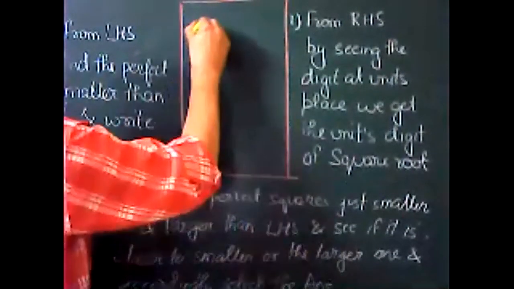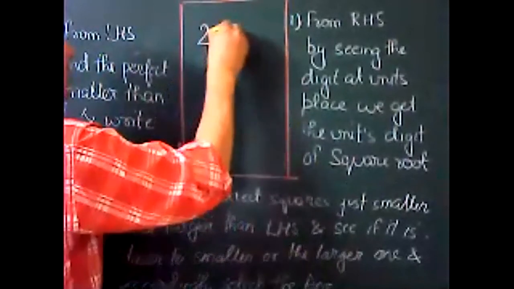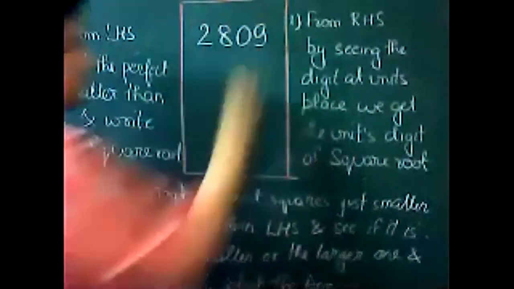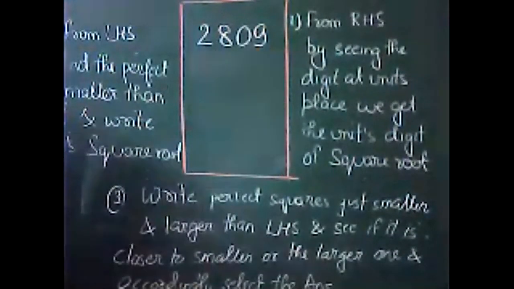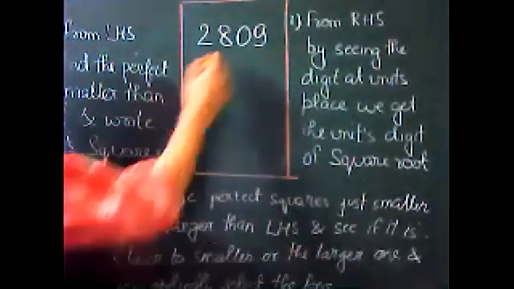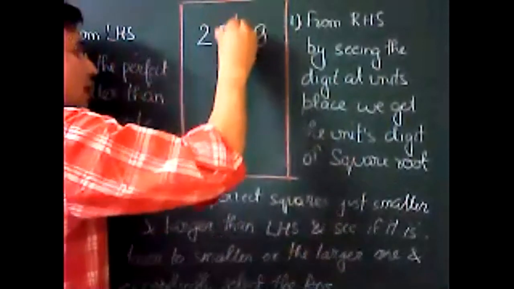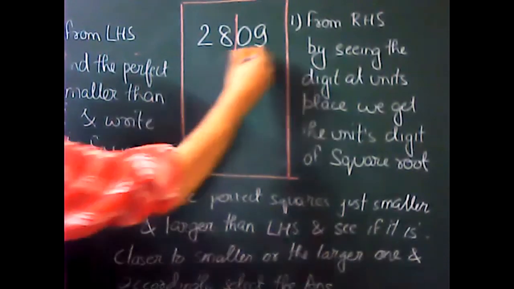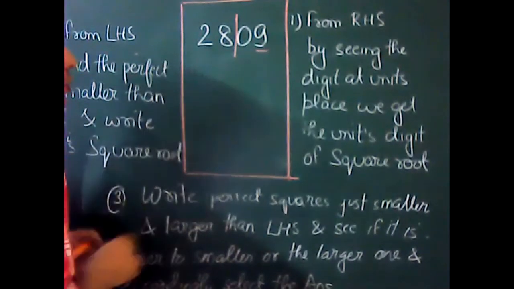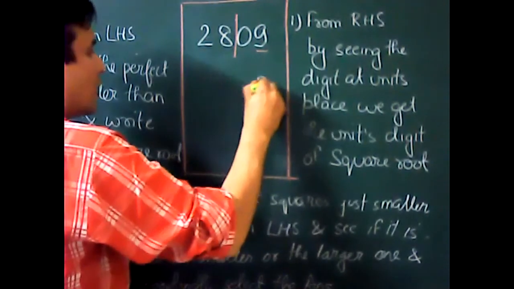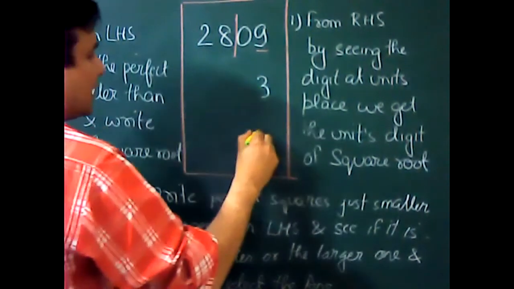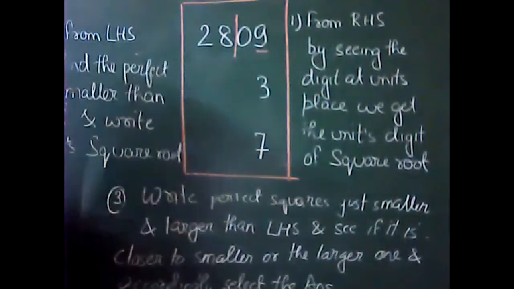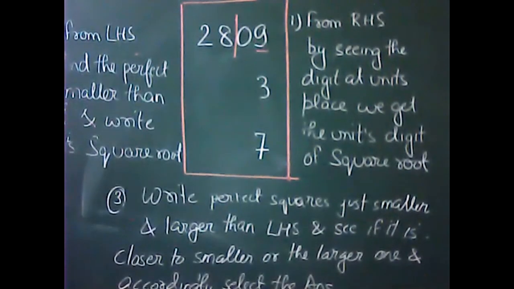So say the number is 2809. I will divide it in two parts. Just by looking at this 9, I know the digit of the square root is going to be either 3 or 7. This is clear? Yes. Very nice.